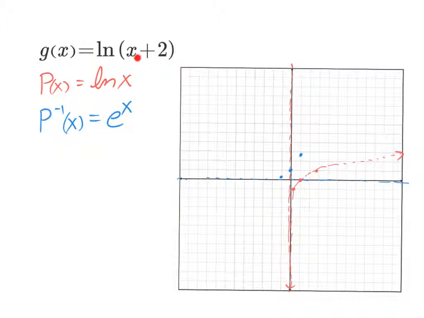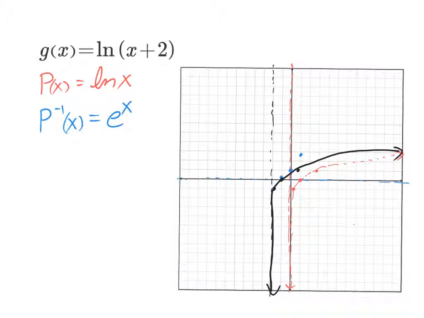Now what we need to do is I have the natural log of x plus 2. So this is inside the house of x, so I'm going to be going left 2. So I'm going to take all my points and go left 2. So this 2.7 is going to go left 2 to just 0.7. The 1 goes left 2 to become negative 1. And then this goes left 2 to go here. My asymptote also goes left 2. So my actual function that I'm trying to graph is right here.